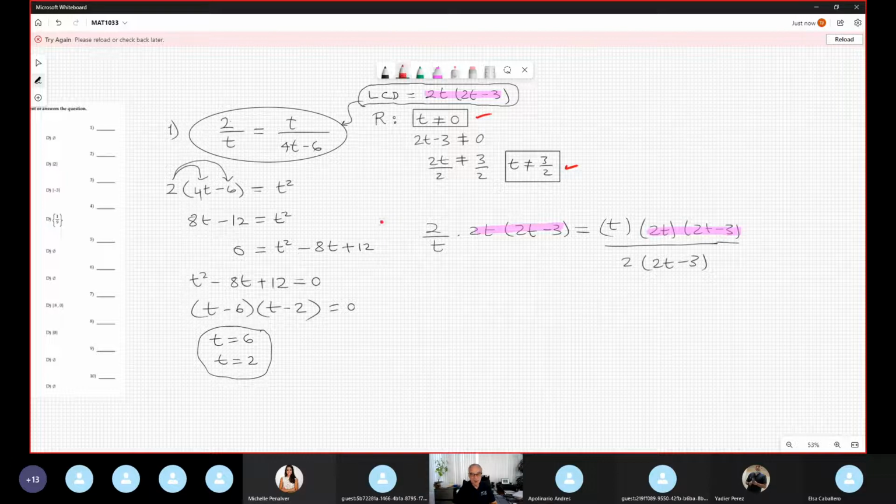So now who is cancelled? Well, let's cancel t. And that's it. And here is cancelled 2 and 2t minus 3. Gonna stay alive. And the right-hand side, 2 times 2 is 4. t minus 3. And the other side we have t here. Look, another t squared. And now multiply, cross multiply is 80 minus 12 equal t squared.